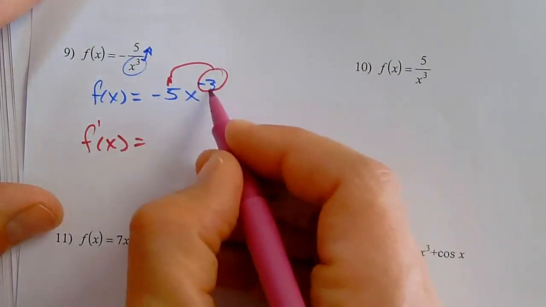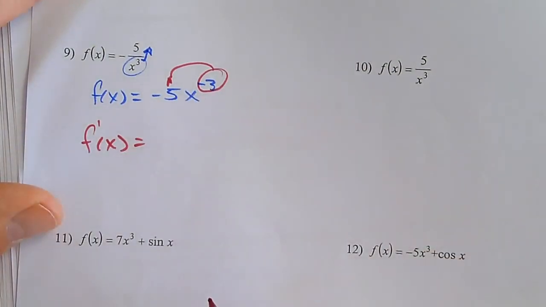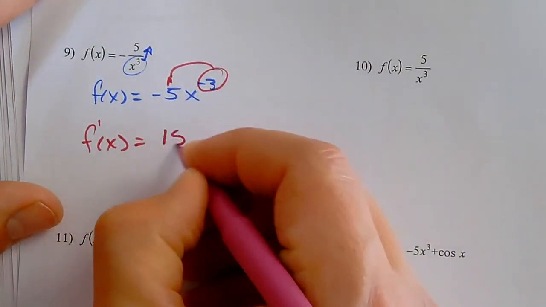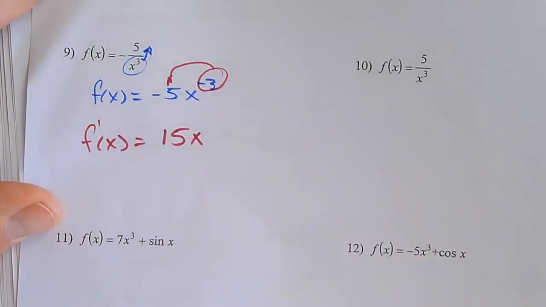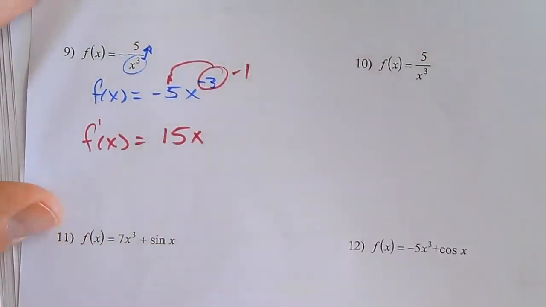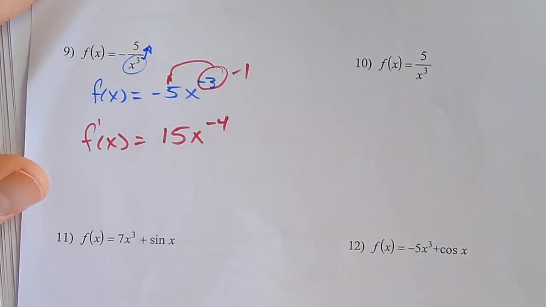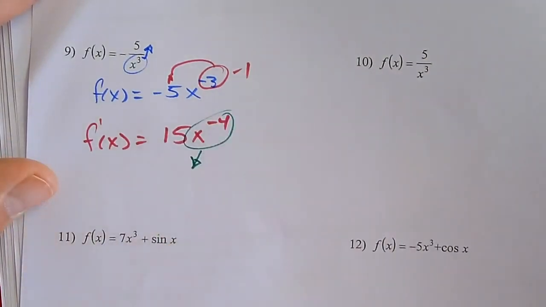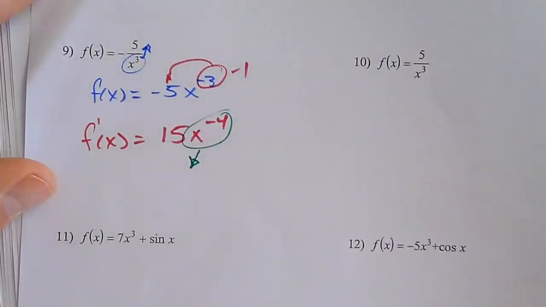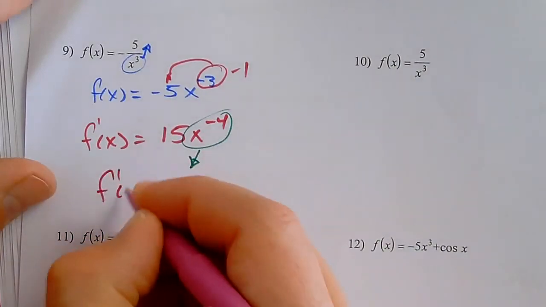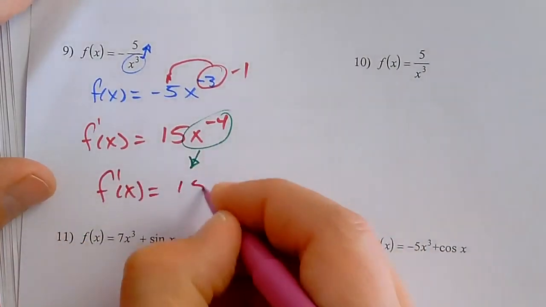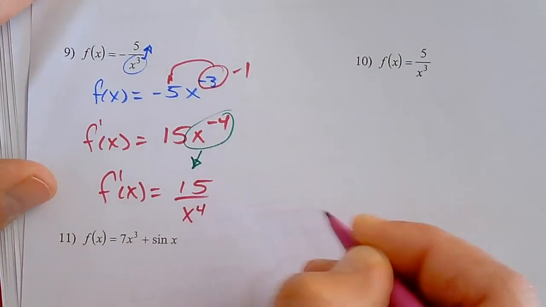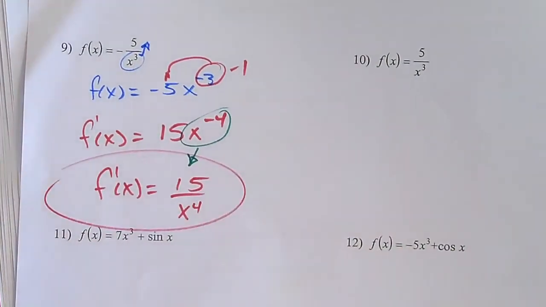So now I can take negative 3 times negative 5, which we know is 15, and now deduct 1. What's negative 3 minus 1? Negative 4. If you leave it like that, I would probably simplify it. Usually I want you to do that. So go ahead and rewrite that. So my final answer: 15 over x to the 4th. Final answer.